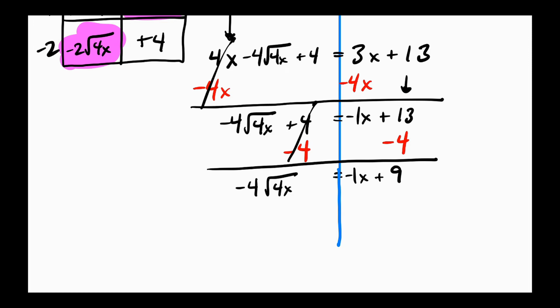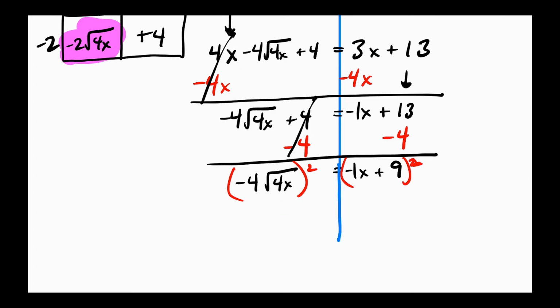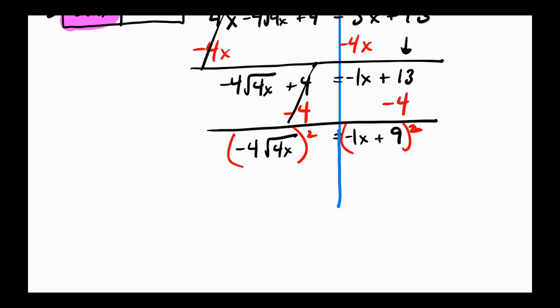What was the next step after that? You remember? Square them, right? So when I square this guy, what is negative 4 squared? What's negative 4 times itself? 16, okay? So I'm going to have a 16 times, and then what happens to this guy when I square it? The root just goes away, right? So it just stays 4x.